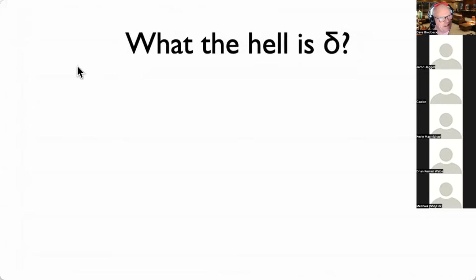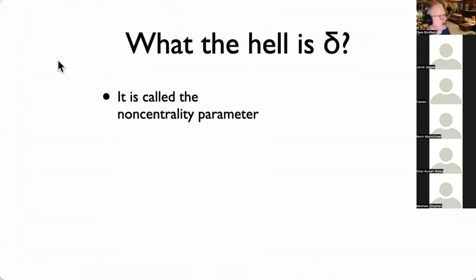You might ask yourself, what the hell is delta? It's called the non-centrality parameter. This is more just for interest's sake. I didn't used to have this slide in this presentation, but then people said, what's delta? So now I'm going to tell you what it is. Because I was always the guy in stats class going, yeah, but what does it mean? So I was the annoying guy that said that.